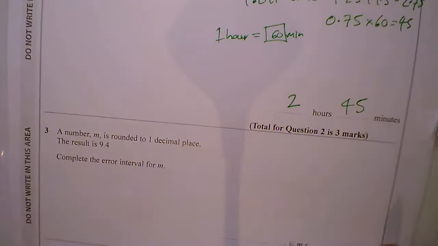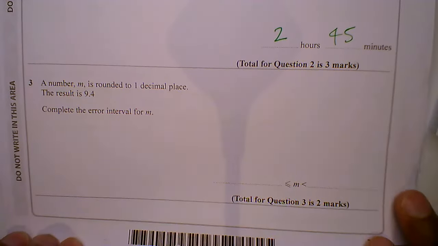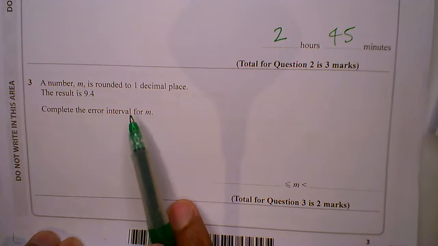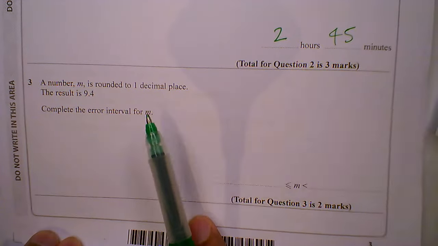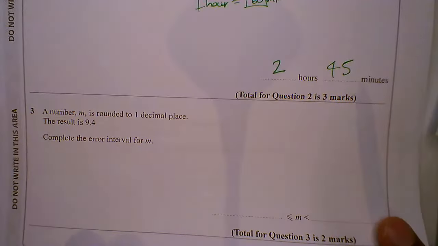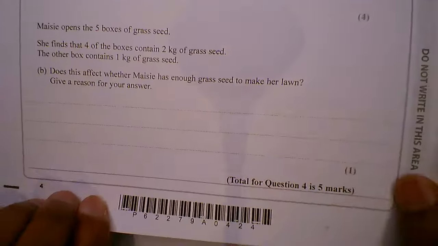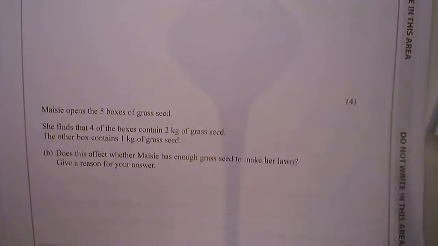Let's look at the next question. Question 3 is an error interval question. Now that's come up in paper 2, and we have been practicing that so many times. So well done if you learned that and you got that right. Let's skip that. Let's go to question 4 now. Question 4 is worth 4 marks.